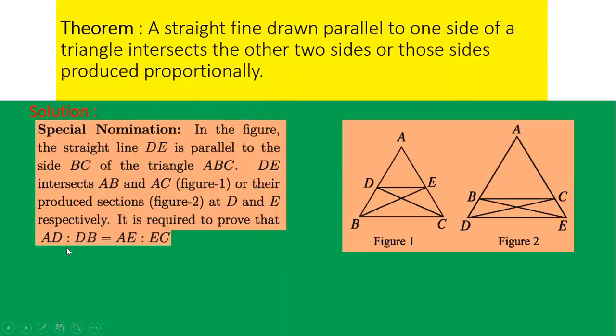It is required to prove that AD ratio DB equals AE ratio EC. Drawing: join B, E and C, D in the figure.